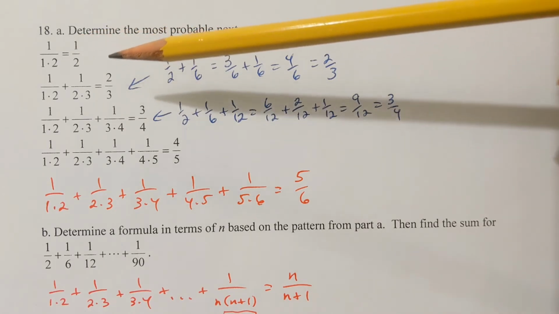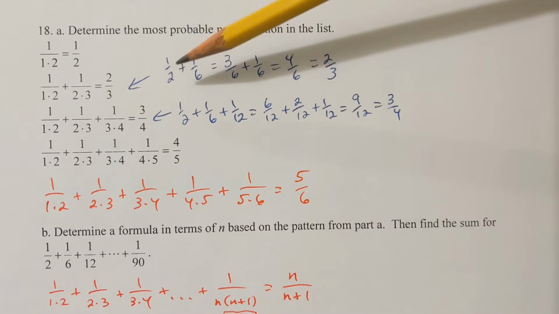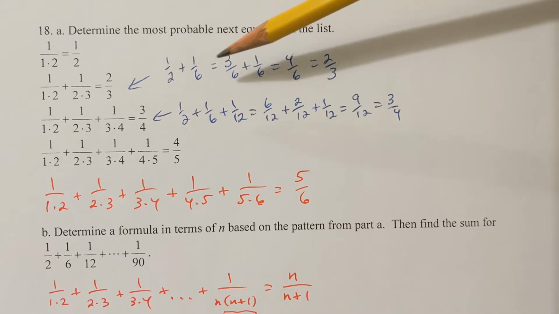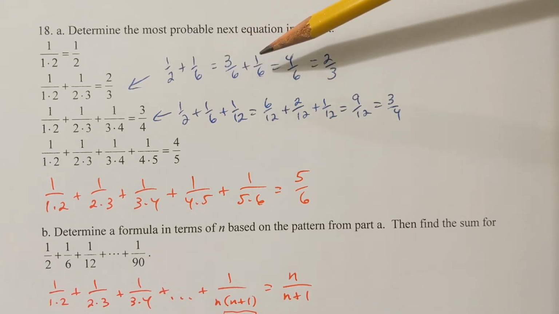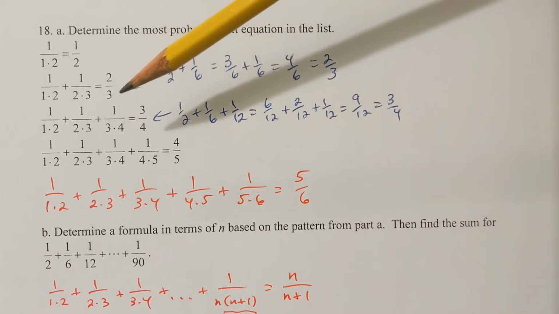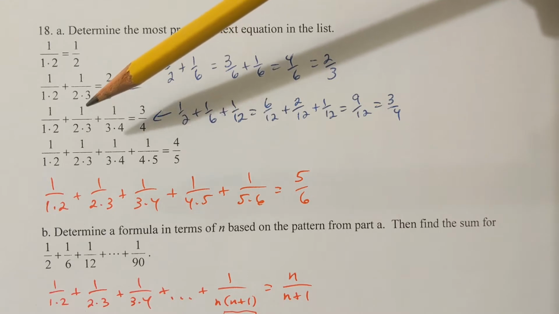1/2 equals 1/2. Okay, if you take 1/2 plus 1/6, get your common denominator there. So 1/2 is the same as 3/6, plus 1/6, that's the same as 4/6. 4/6 reduces to 2/3. Okay, so the second equation is true.